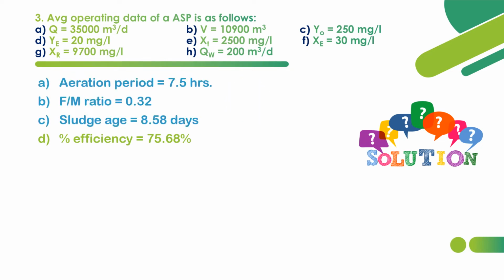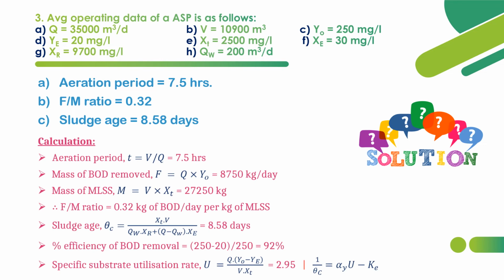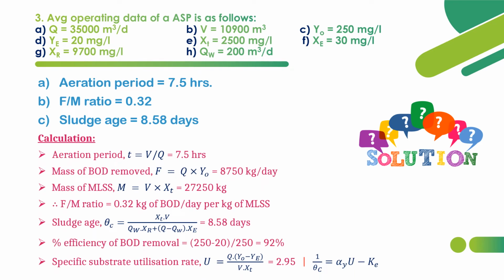So here option A, B, C are correct, but option D, percentage efficiency, is wrong. Let's see how these are calculated. First, aeration period. Aeration period is calculated by using this formula: T is equal to V by Q. So V here is given as 10,900 meter cube divided by Q, 35,000 meter cube per day. So the answer will be in days.